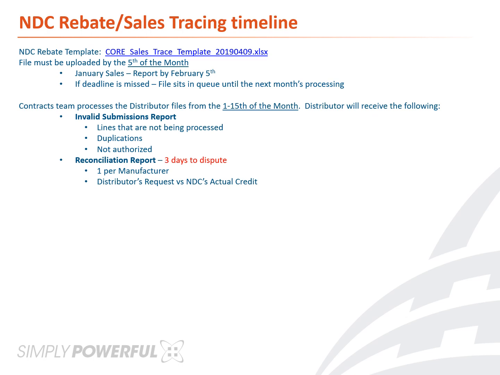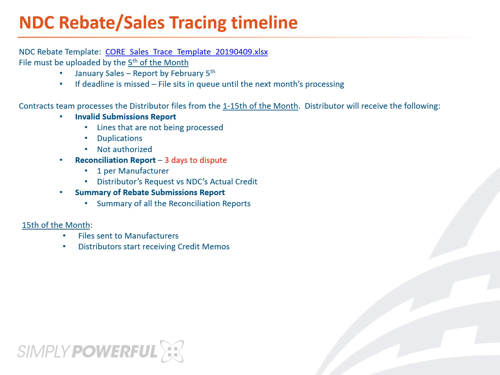The reconciliation report is next. You will get one report per manufacturer that you submitted rebates for. The recon report will compare your rebate submission versus what NDC has validated for you. The summary of the rebate submissions will include all of the reconciliation reports.